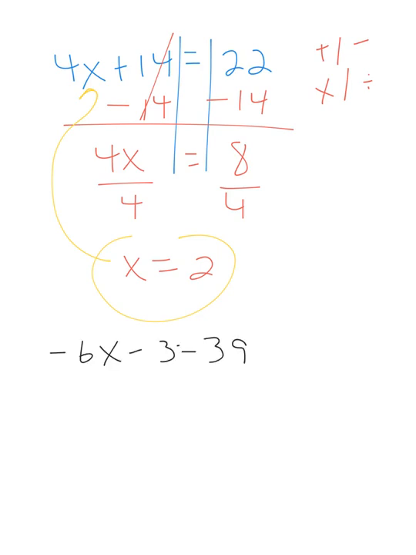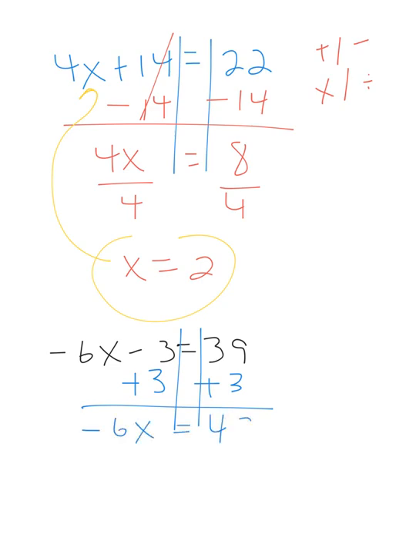Negative 6x minus 3 is 39. Pause the video, see if you're going to get this answer when you're done. You've got inverse here, so you're going to add 3 to both sides. Negative 6x equals 42. Divide both sides by negative 6. X equals negative 7.